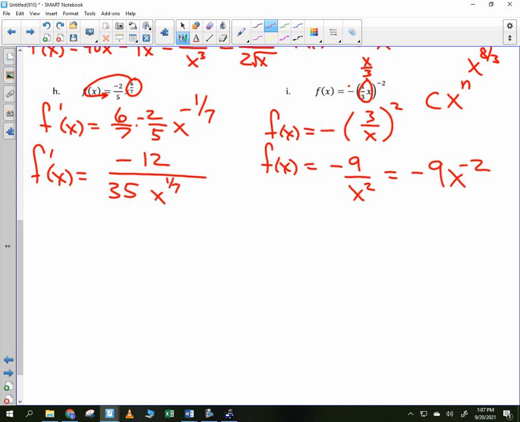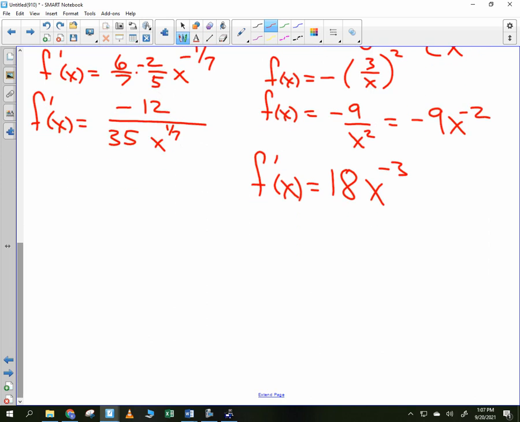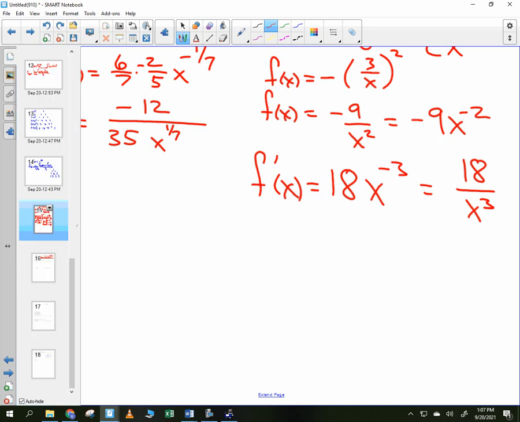Have I taken the derivative yet? No, I've only rewritten it. Let's take the derivative. Good. Negative 2 times negative 9 is 18, and we subtract 1 from the exponent. Can I leave my answer like that? Nope, so it's 18 over x cubed. That's the derivative. One last problem. Flip it over.